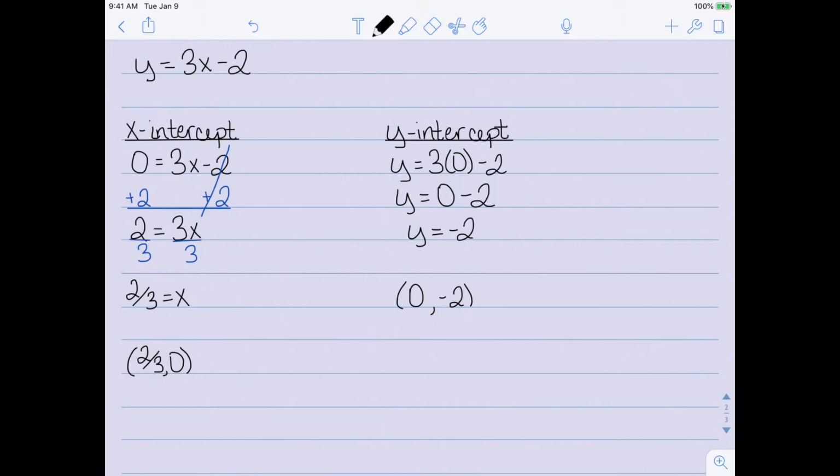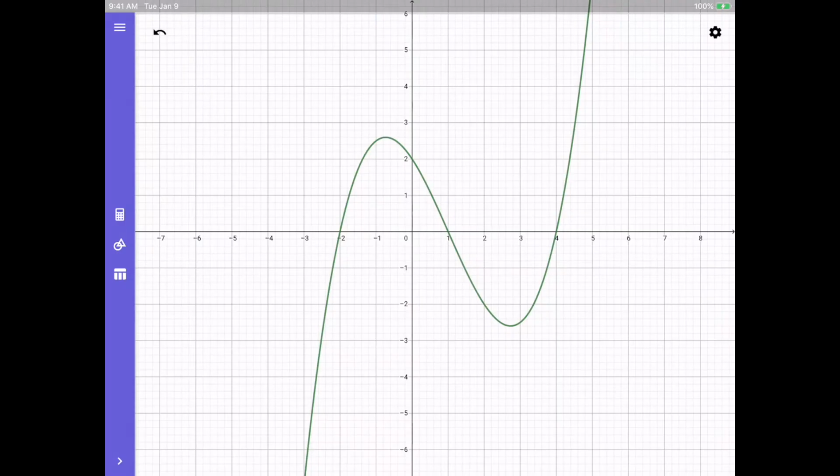So this is an example of finding the intercepts given an equation, but we can also find the intercepts given a graph. We now want to look at our intercepts for this particular graph. We know the x-intercepts are where we cross the x-axis. We can see that happens at negative 2, 1, and 4. So our x-intercepts are (-2, 0), (1, 0), and (4, 0).